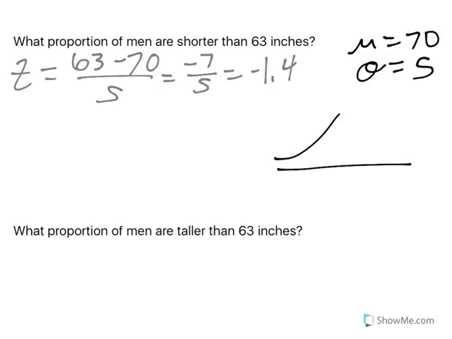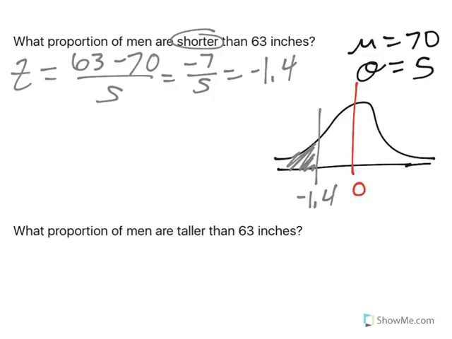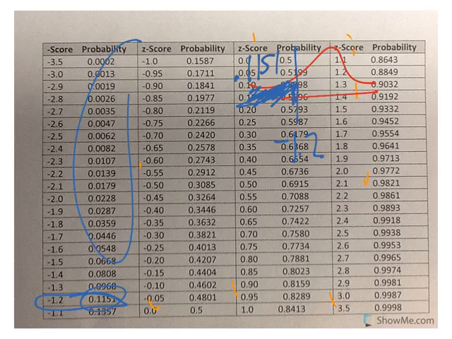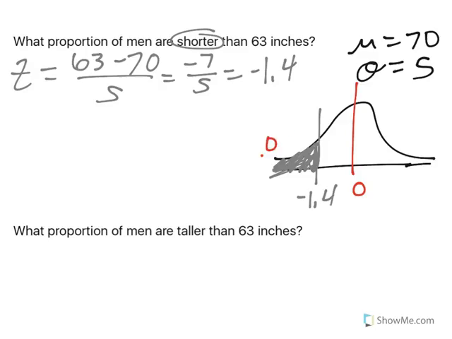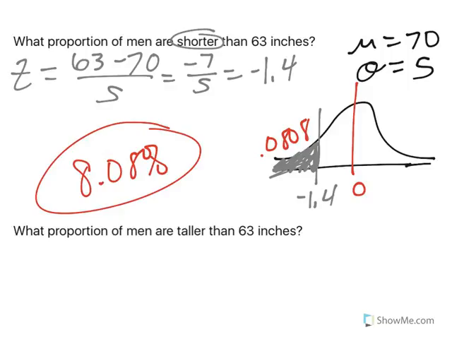Now, if I draw a picture, we know that the z-score of 0 is in the middle. So that means negative 1.4 is somewhere over here, and it doesn't have to be exact. But we're looking for men that are shorter. Shorter means less, less is to the left. So we're going to go to our table, find negative 1.4, which is here, and here's my proportion to the left. 0.0808 or 8.08%. So roughly 8% of men would be shorter than 63 inches.